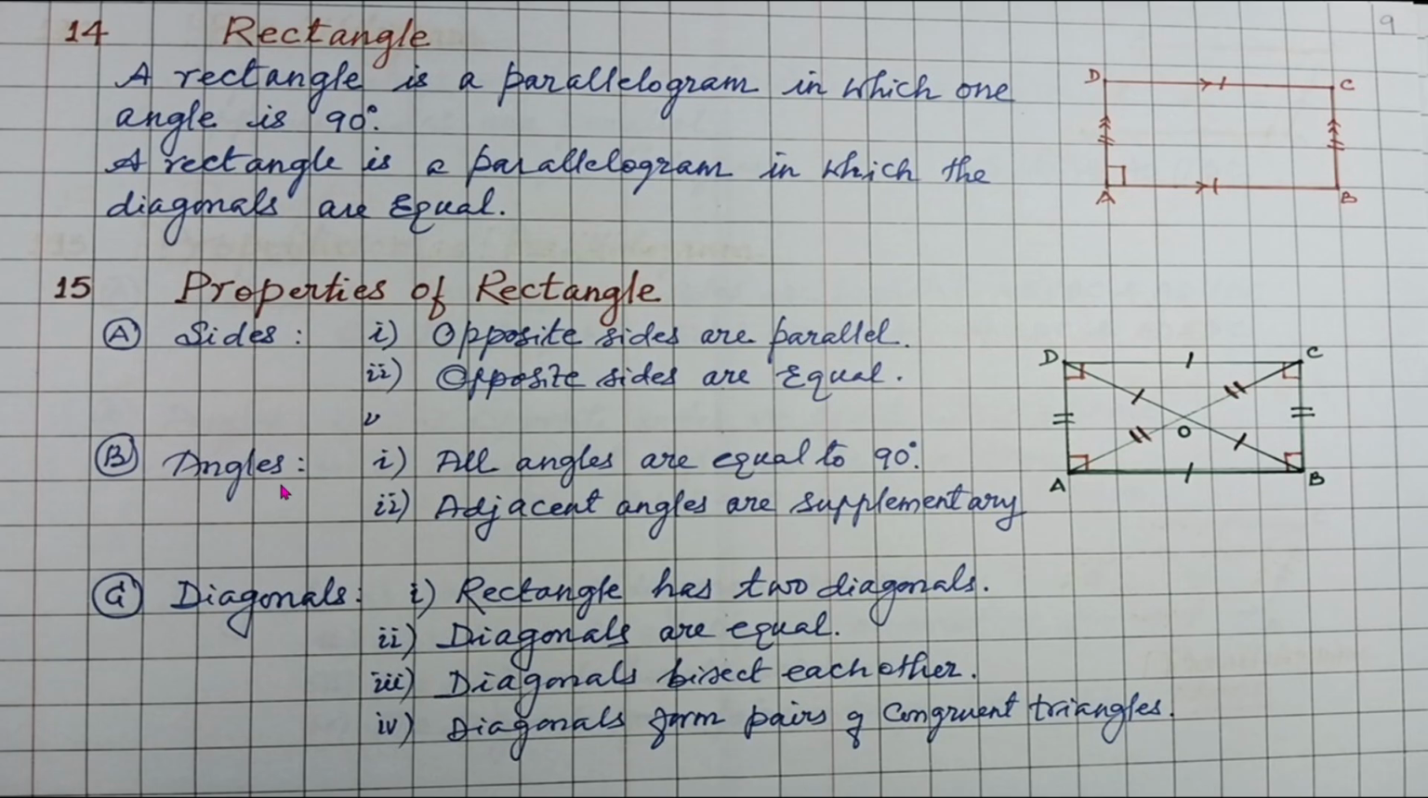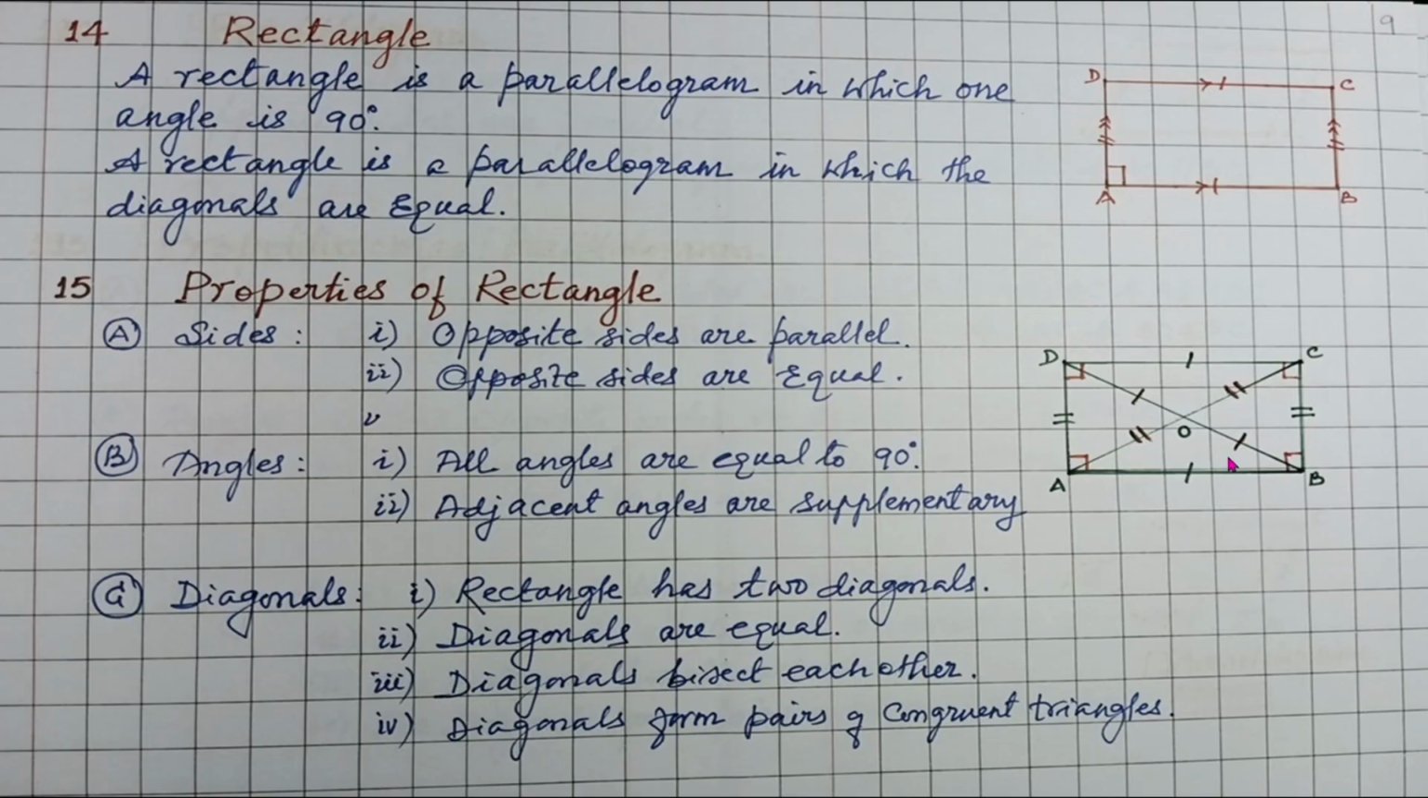Now again in terms of sides, in terms of angles and in terms of diagonals. Now in terms of sides, as we know, rectangle is a special parallelogram, naturally, the properties of parallelogram are applicable here. Therefore the opposite sides are parallel and the opposite sides are equal in a rectangle. In terms of angles, all the angles are equal to 90 degrees in a rectangle. Angle A, angle B, angle C and angle D are equal to 90 degrees and the sum of the adjacent angles are supplementary, or the sum is 180 degrees.